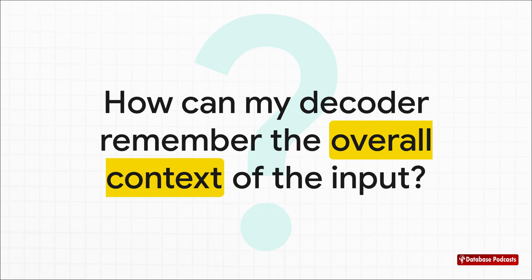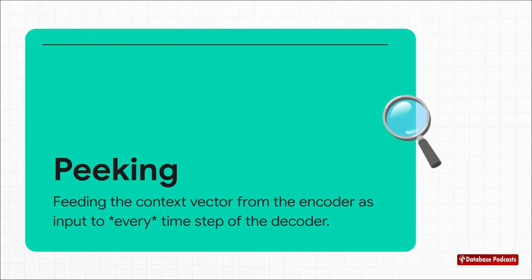The decoder gets that initial context vector from the encoder, its starting orders. But as it generates more and more words, that initial message just gets weaker and weaker. It gets diluted. So how do we keep the model focused on the original mission? We can solve this with a technique called peeking, and it's pretty much exactly what it sounds like. We let the decoder peek at that original context vector, that little summary of the input, at every single step of the generation process, not just at the beginning, but all the way to the very end.